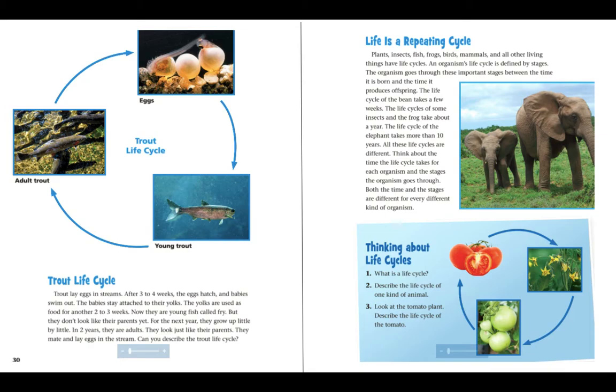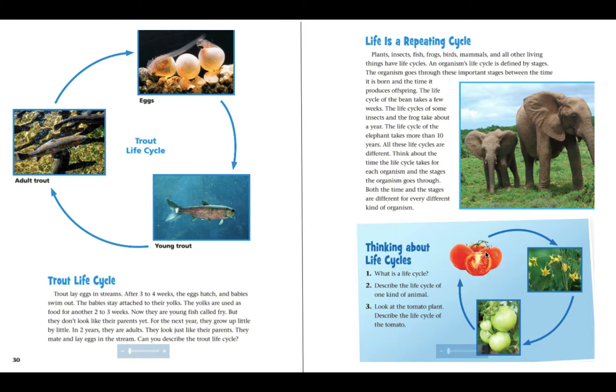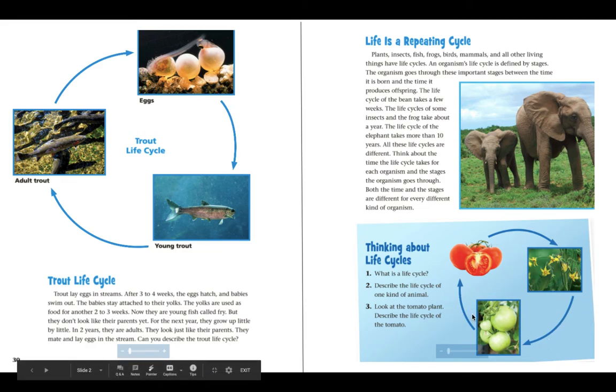So if we look at the tomato, we can see it starts off as a plant, and the plant grows and it develops flowers. From the flowers, this fruit grows. Eventually, it ripens and we can pick it and eat it. We can see the seeds on the inside, which eventually can get planted and turn into plants. So that's the life cycle of the tomato. It just keeps repeating.